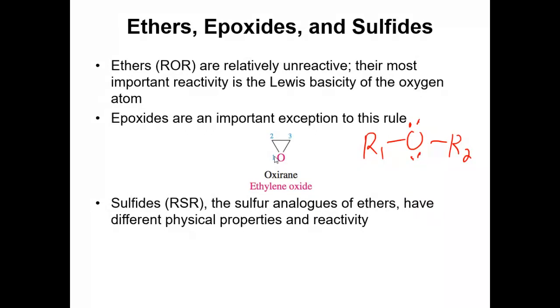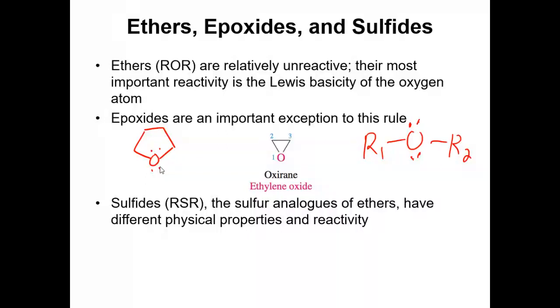Both have lone pairs, right? So this is epoxide. That is regular ether. What's the biggest difference? The epoxide is very reactive, but this one is not reactive at all. Both are cyclic ethers. So why is epoxide so reactive? Angle strain.